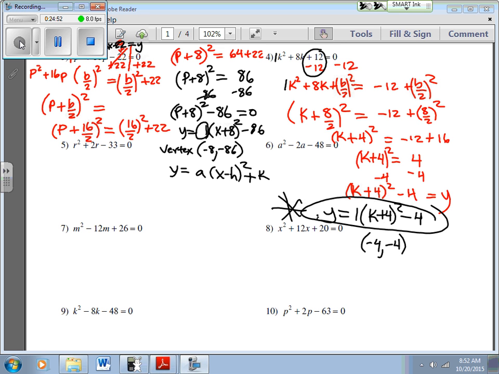Now, do you guys agree we already proved that it was at -4 comma -4? That all that other work gave me the exact same answer, right? This is what I'm looking for. Can you do that? Okay. So let's practice 5 and 6 together.